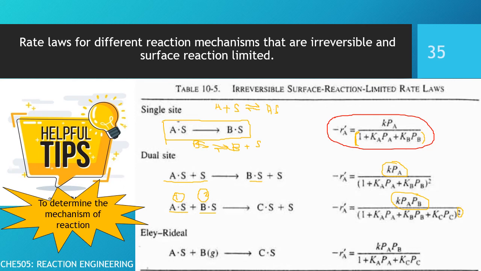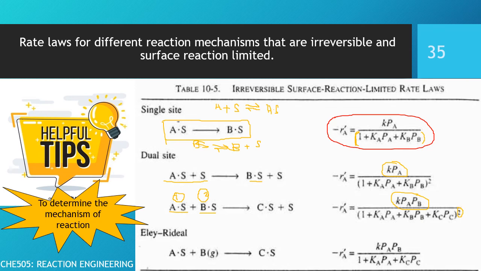Alright. So by looking at the overall rate law equation, we can determine how the surface reaction occurs, and from the surface reaction, we can determine how the adsorption occurs. And finally, for the Eley-Rideal mechanism, how do we guess that the reaction is an Eley-Rideal mechanism?